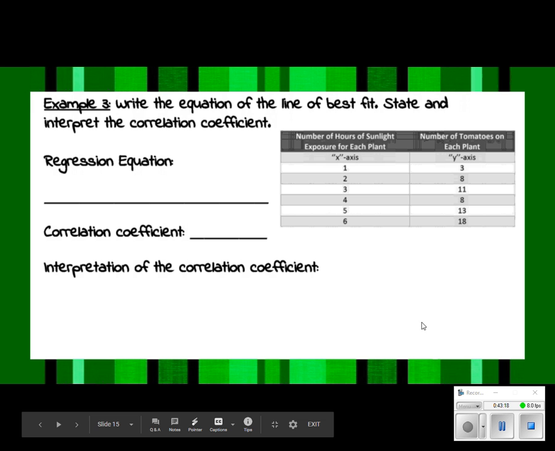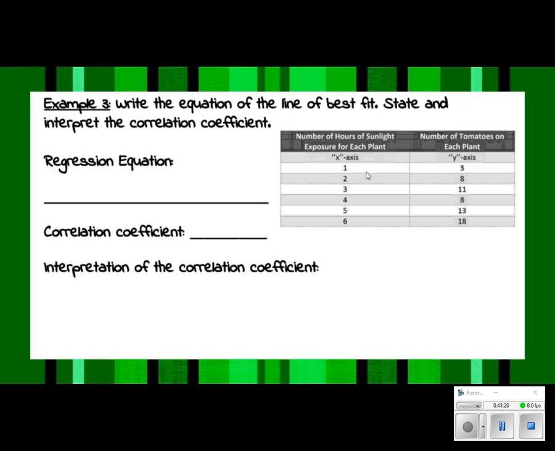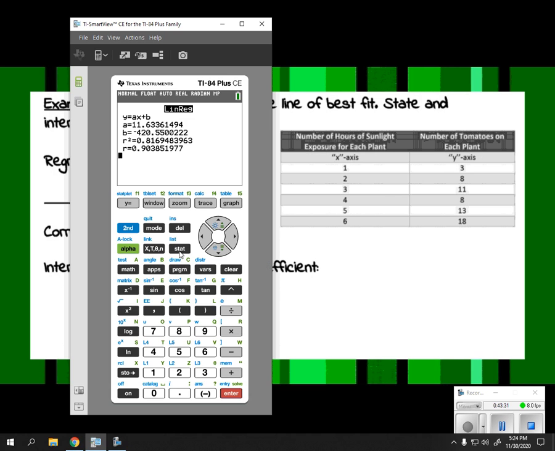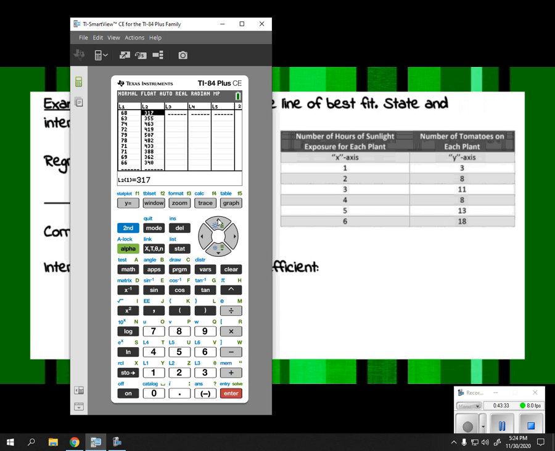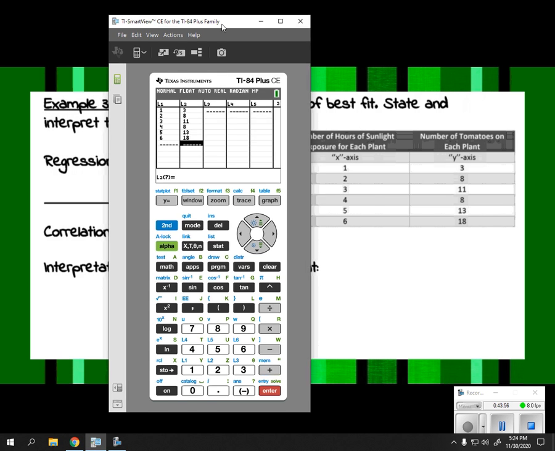All right, so we've got write the equation line of best fit. We got some more. So this is a shorter one, so I probably will not pause the video to get the table in. Eight, 13, 18. All right, so we're going to do STAT, right, 4.